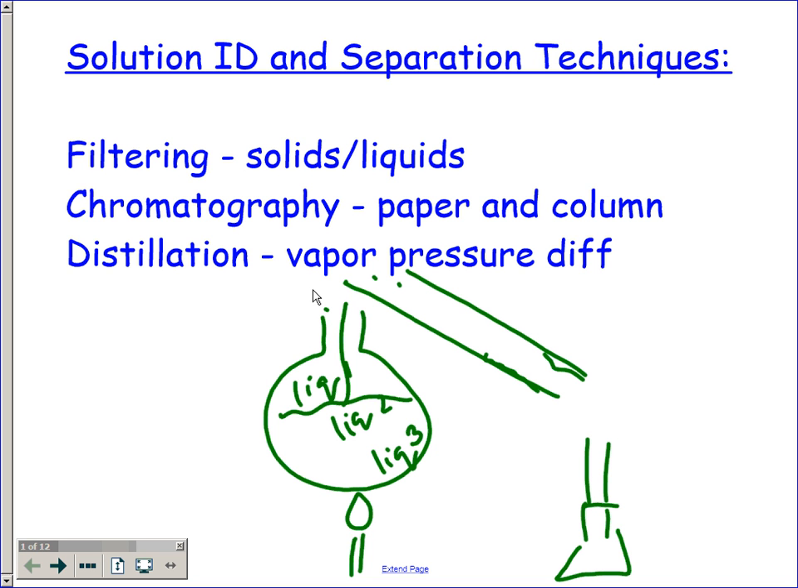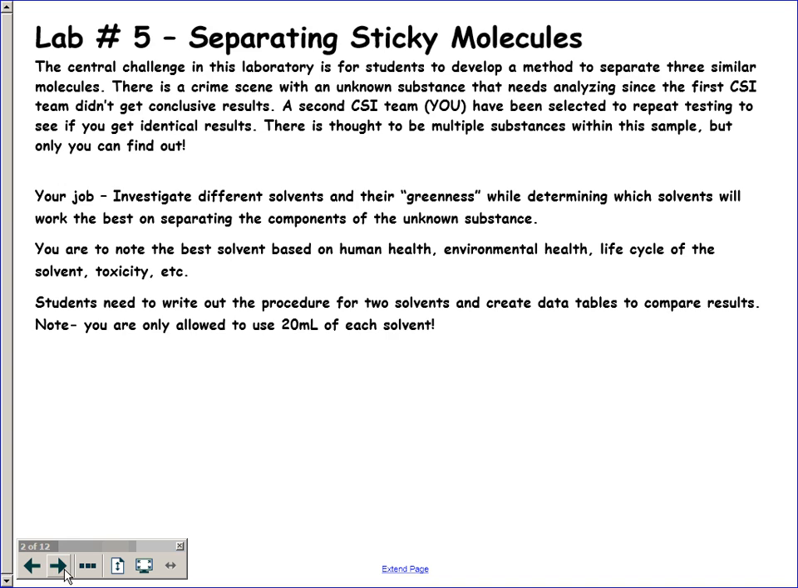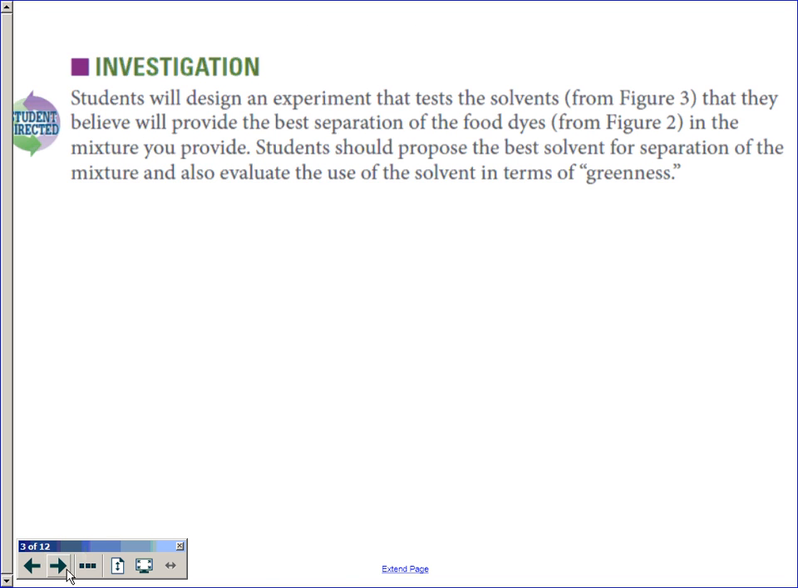Any more? Magnetic separation. That's a neat one. Yeah, okay, we'll do some more of those later. But really, I just wanted you to know what the big difference was with chromatography. And then you guys know what your purpose is.